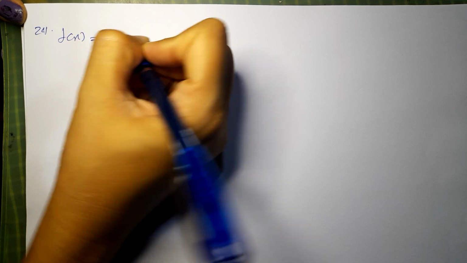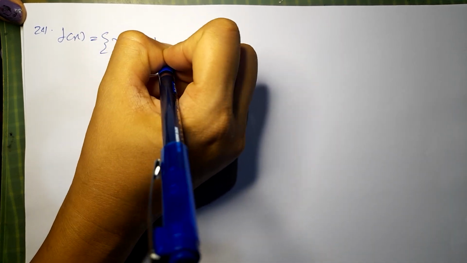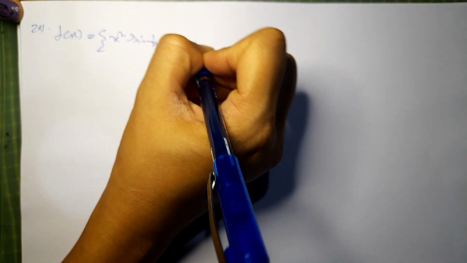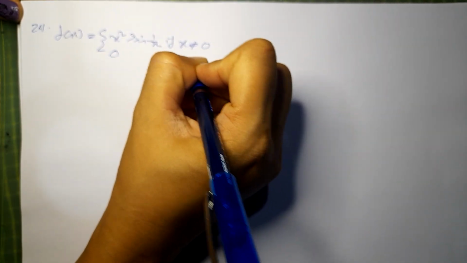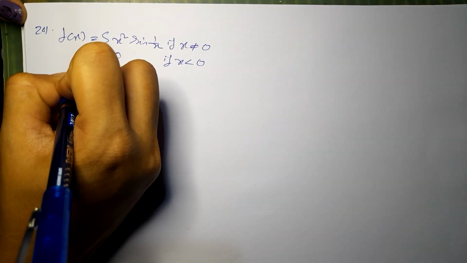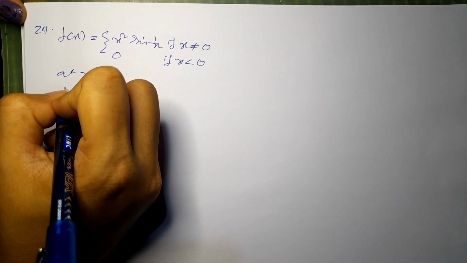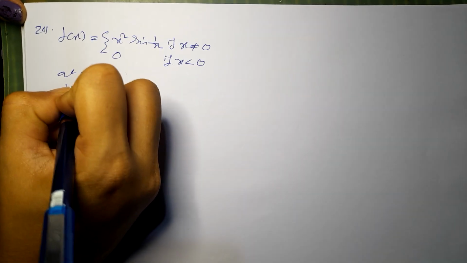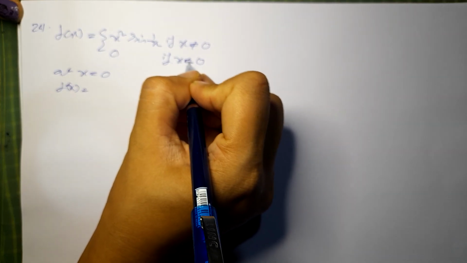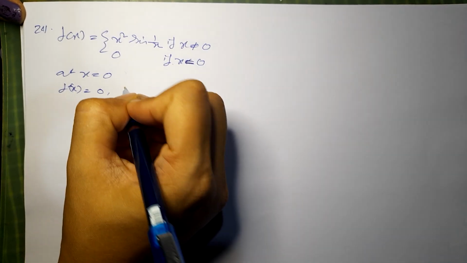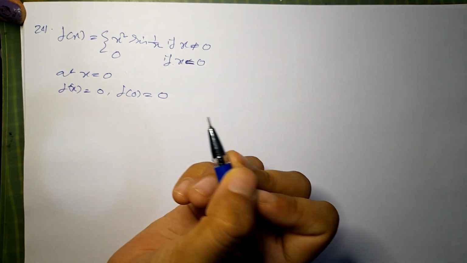Question number 24. The given function is f of x is equal to x square sin 1 by x if x does not equal 0, and 0 if x equals 0. We are going to check at x equal to 0. So f of 0 will be 0.